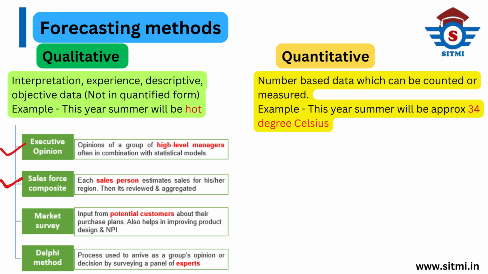The second is Salesforce Composite. Now we all know that sales and marketing team is more in contact with the customers and they better know what is the customer's behavior, what is the customer's pattern which is changed, and what is the customer's taste and preference that is changed. So in this method, each salesperson is actually involved in the forecasting process, and each salesperson estimates sales for his or her region or for his or her products, and then it is reviewed and aggregated for the forecasting purpose.